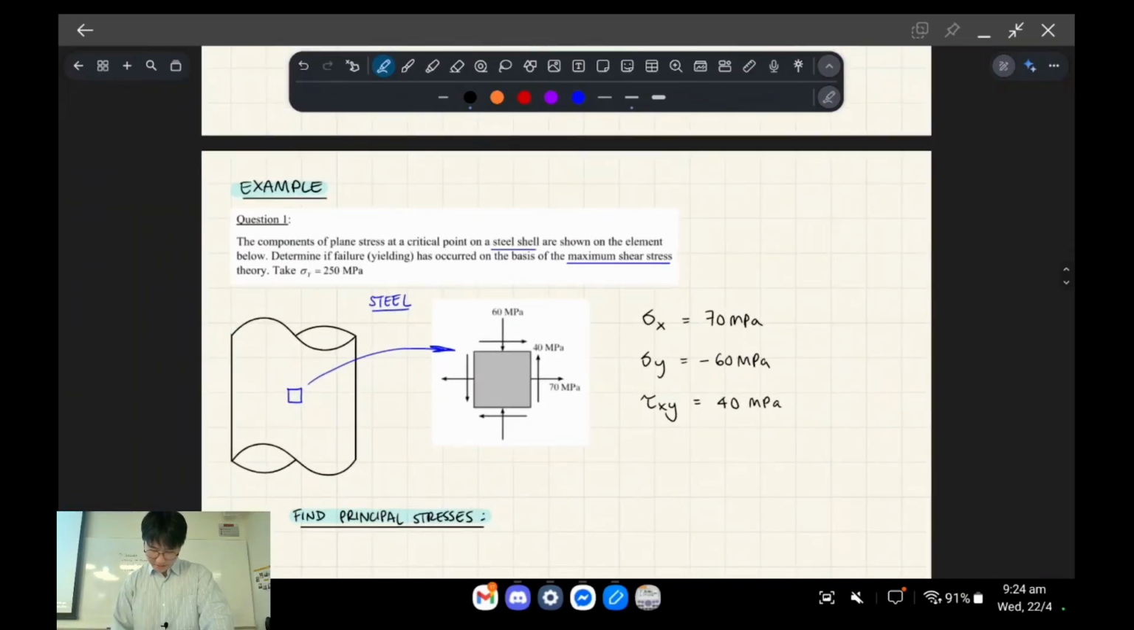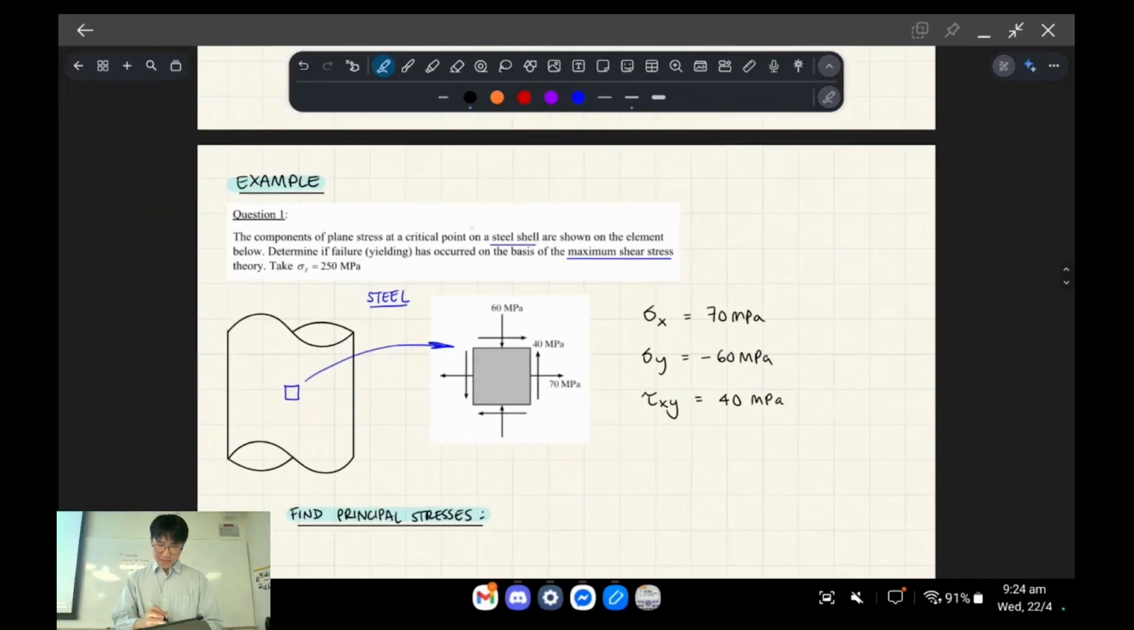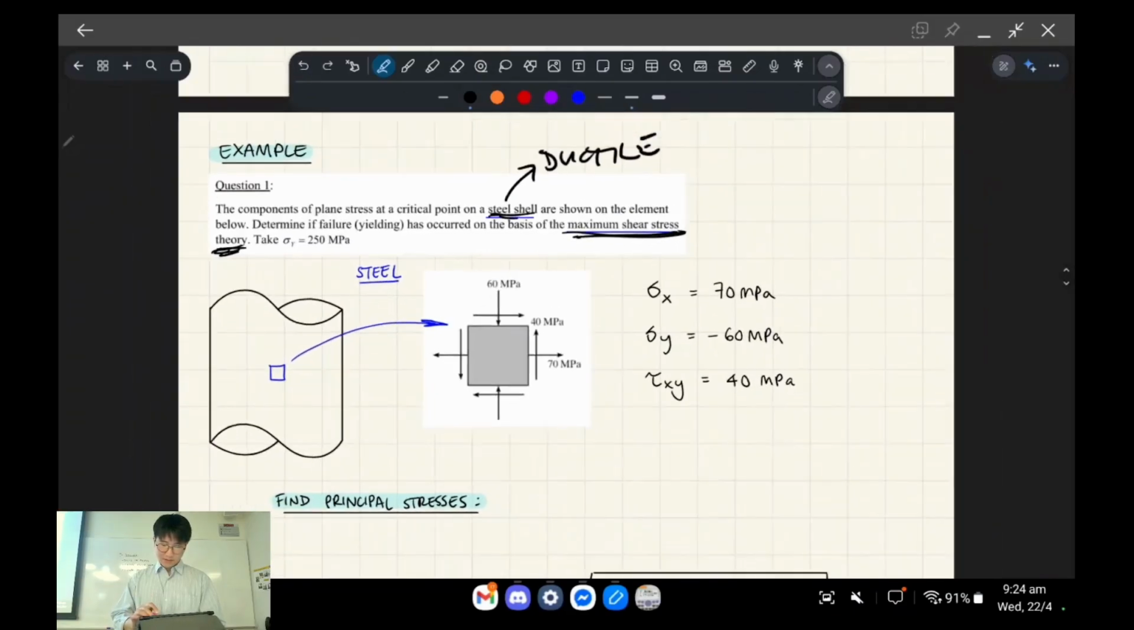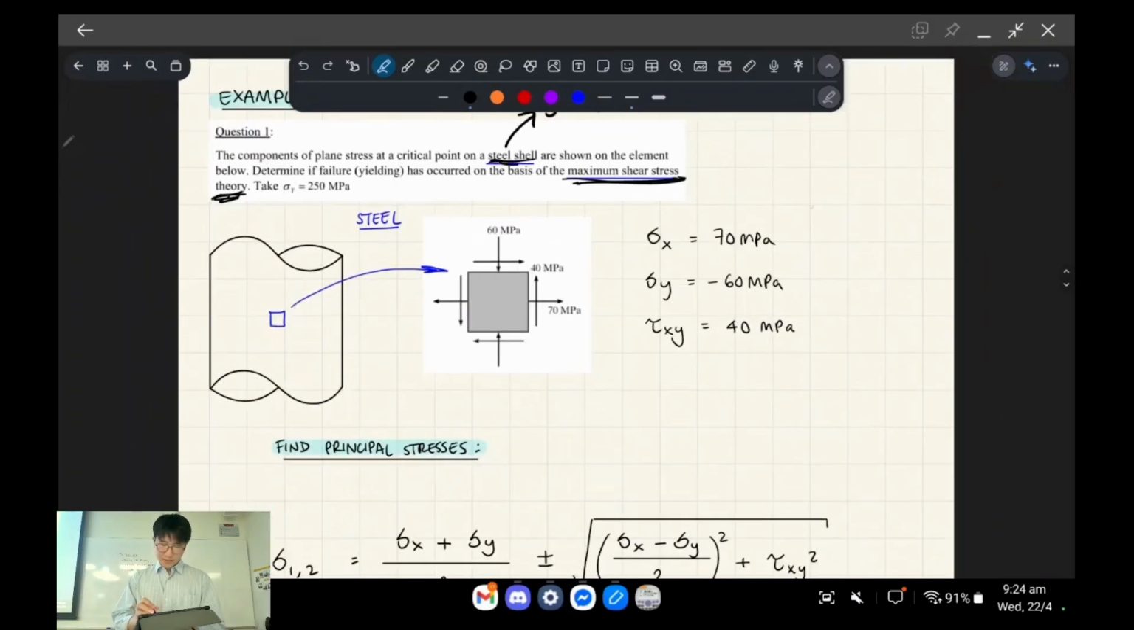All right. So let's see this in a question. You've got a steel shell, which implies that we're working with a ductile material, right? And we want to determine if the failure due to yielding has occurred on the basis of maximum shear stress theory, which is what we're doing. And then just take the max shear stress as 250 MPa. You're given all this information. Sorry, you're just given this little diagram.